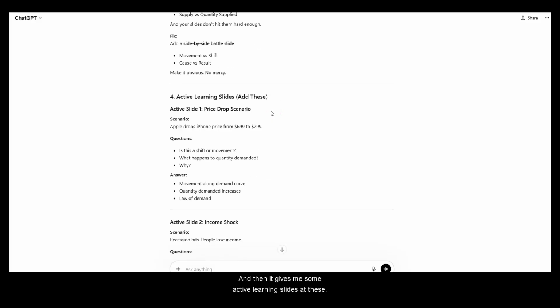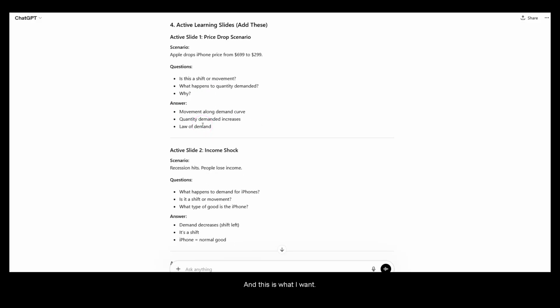And then it gives me some active learning slides. Add these. And this is what I want. This is that time that you could spend with your students, getting them to better understand the material through engagement with the material. And what I might do even with this is go back into this session and say, hey, let's buff up these active learning slides.